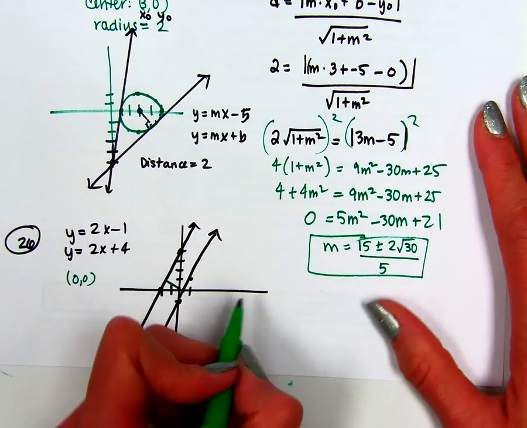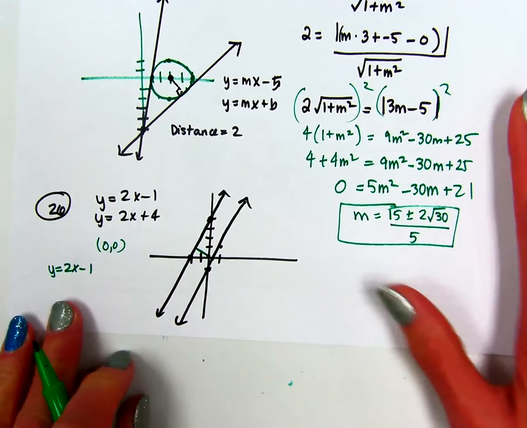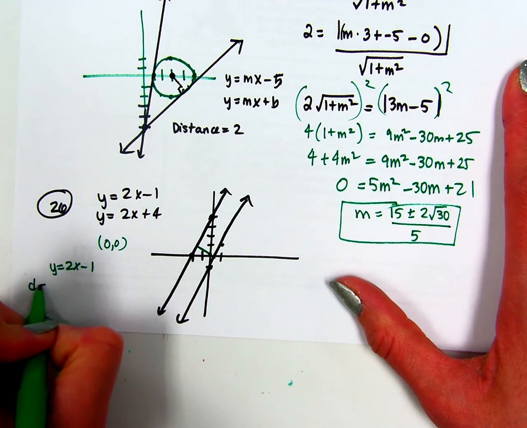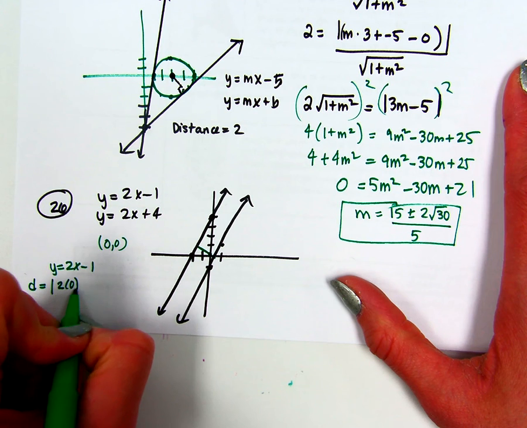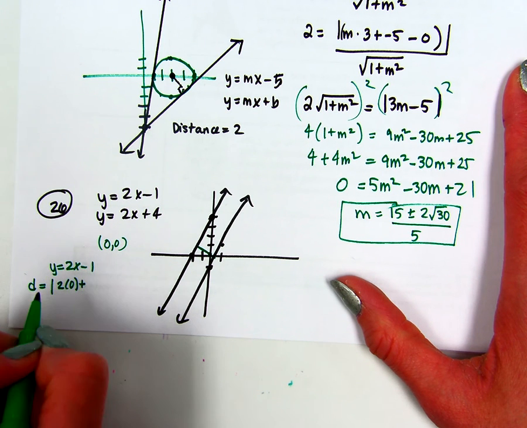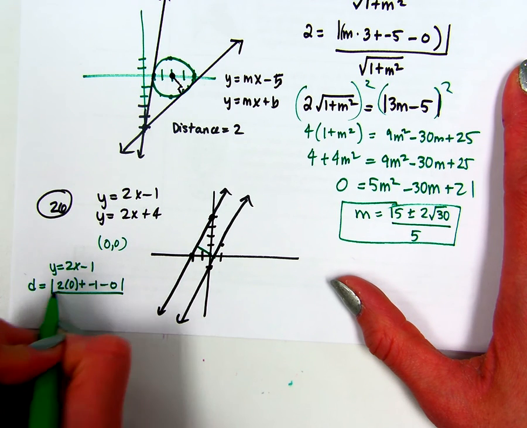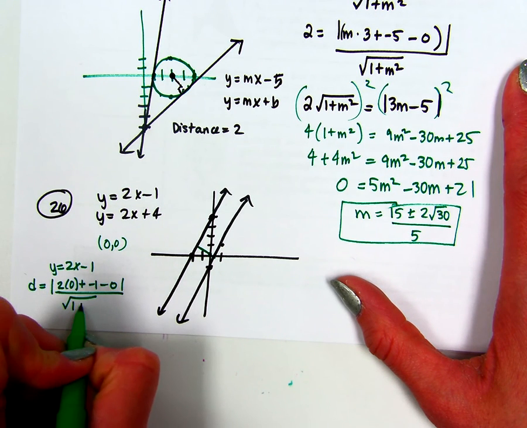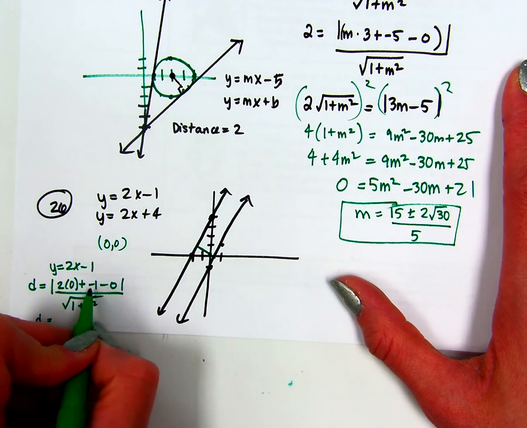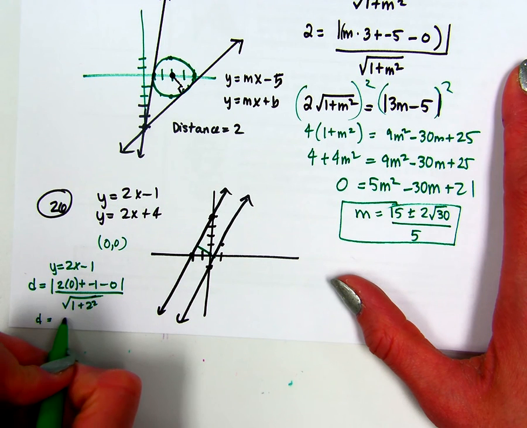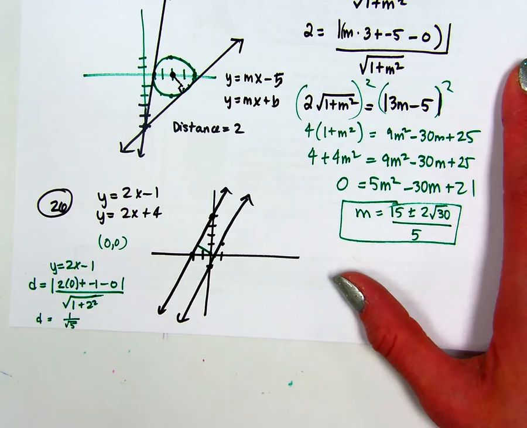If I want to know the distance to y equals 2x minus 1, I'm going to use d equals, and I'm just going to use the y equals mx plus b version of the formula. So 2 times 0 plus negative 1 minus 0, and then all over the square root of 1 plus 2 squared. All right, so that gives me 0 minus 1. So the absolute value of negative 1 is 1 over root 5. That's the distance. That's that tiny distance there.